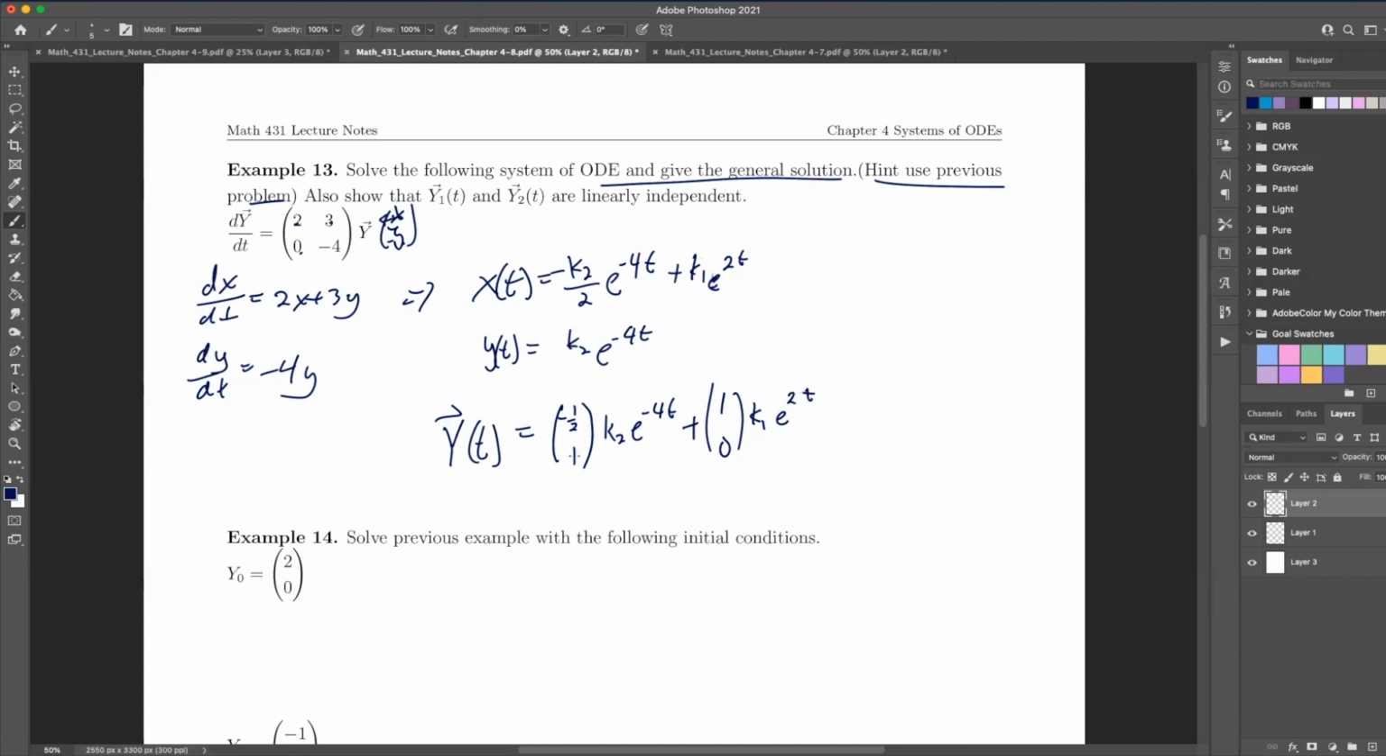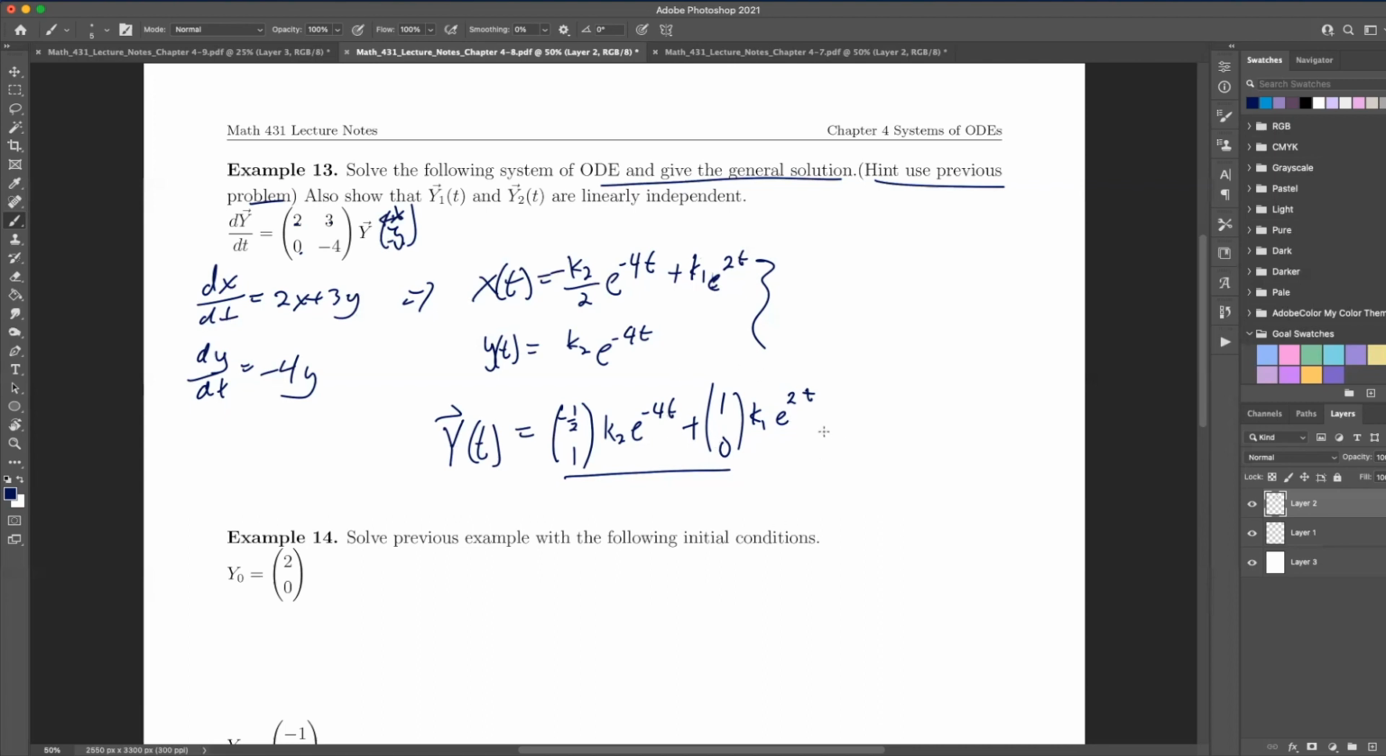Does everyone see how I produced this from this? I want to make sure this is clear to you guys. So here, I'm writing this in vector form, right? When I add up the top vector, I should get negative a half k2 e to the minus 4t plus 1 k1 e to the 2t. On the bottom half of the vector, I'll have 1 k2 e to the minus 4t and 0, because I have no e to the minus 2t here at all, right? And so here, I've shown this.